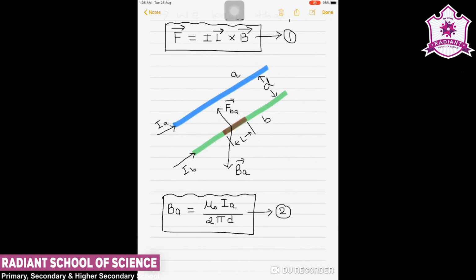Now what we are doing, now we are taking wire number B and we consider a small current carrying segment, that is L.